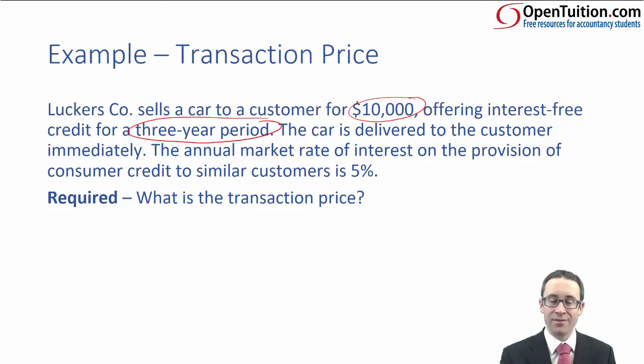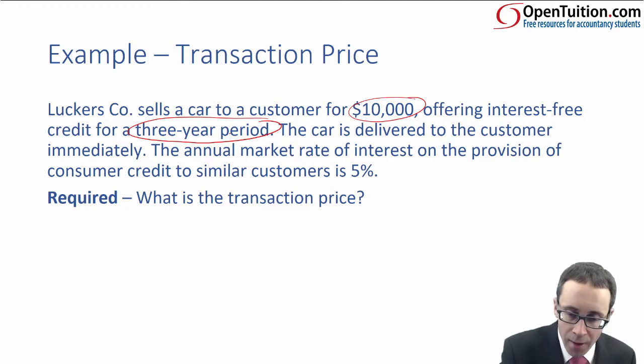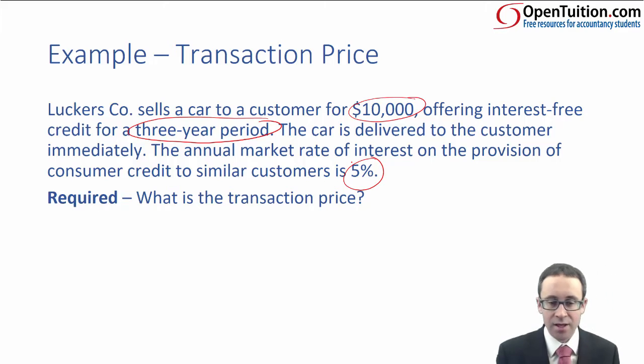The car is delivered immediately. So therefore we would recognise the revenue for the goods, but we need to work out the value of the goods in present value terms, isn't it? Okay, stripping out the financing component on that transaction. Well, the market rate of interest is 5%, so we'll use that 5%. We'll use the 3 years to discount the £10,000 back to present value.